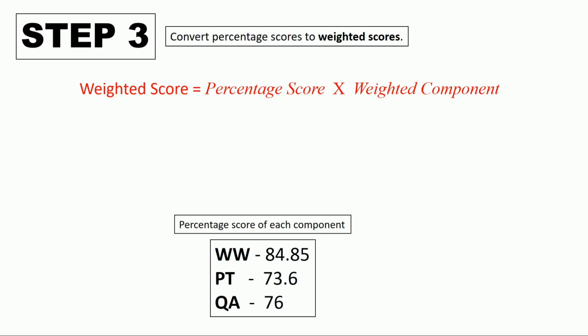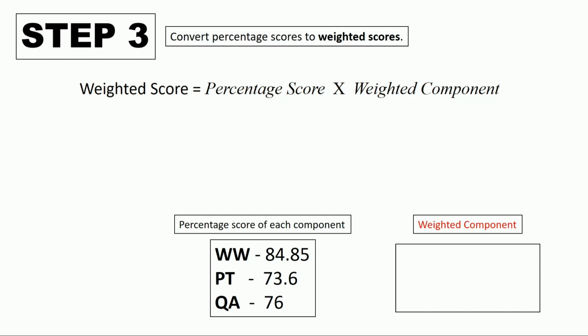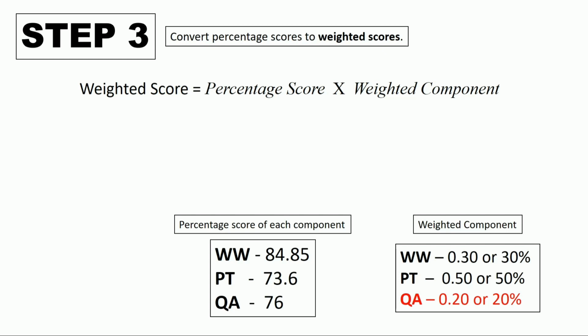First, let us identify what are the weighted components of each component of K-12 grading system. In Araling Panlipunan, the written work is 0.30 or 30%. The performance task is 0.50 or 50%. And for the quarterly assessment, we have 0.20 or 20%. So these are the weighted components.